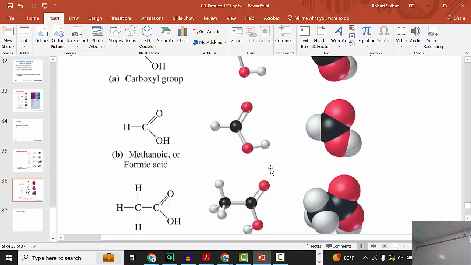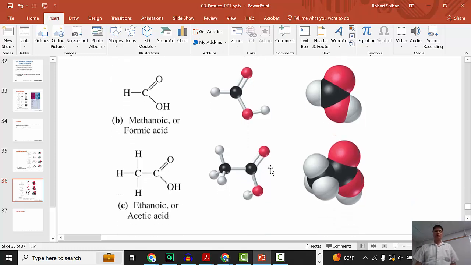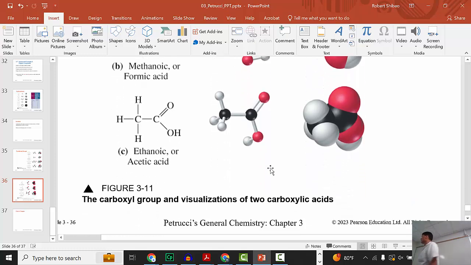Formic acid is the acid that ants use. How many carbons in this chain? 2, so that's eth. Are there any double bonds or triple bonds between the carbons? No, so it's an ane. Again, a double bond would be an ene. So ethene would have a double bond, ethyne would have a triple bond. So it's ethanoic acid. Ethanoic acid is also called acetic acid.